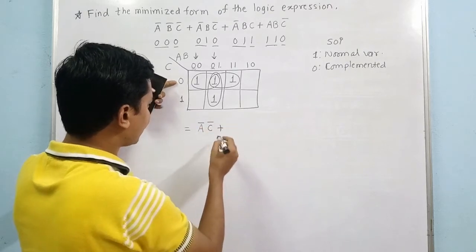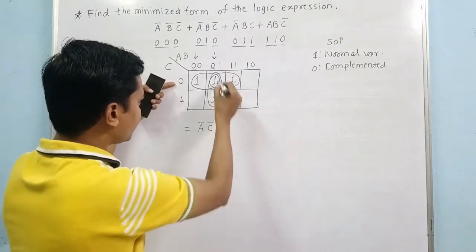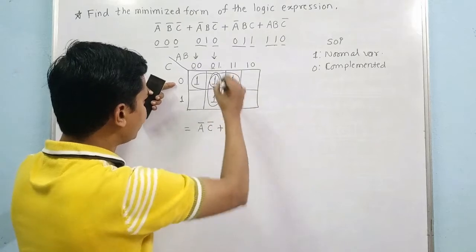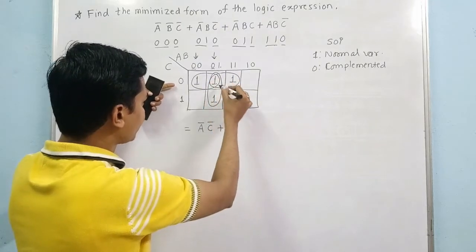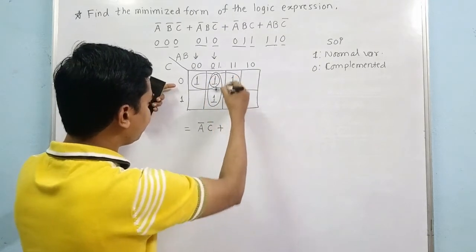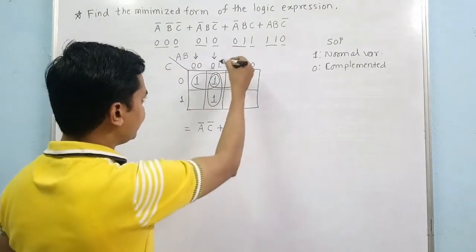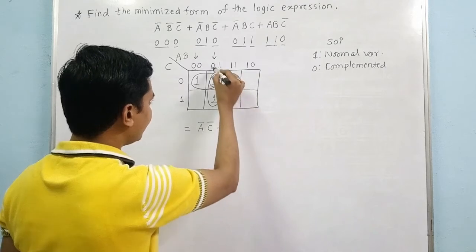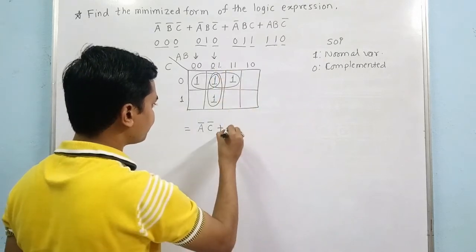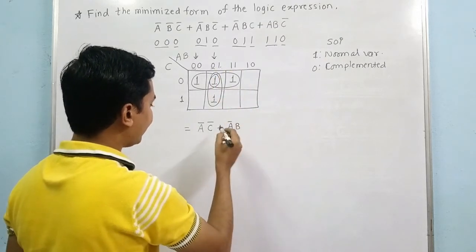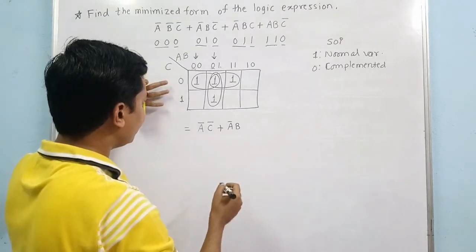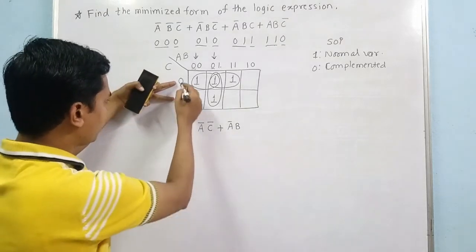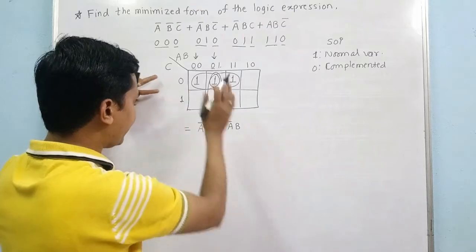Now come to the second group of ones. What is common between these two ones? If you see from the column, 0 and 1 are common for these two ones, so a bar b. And from the row side, from 0 and 1 nothing is common, so just leave it as it is.